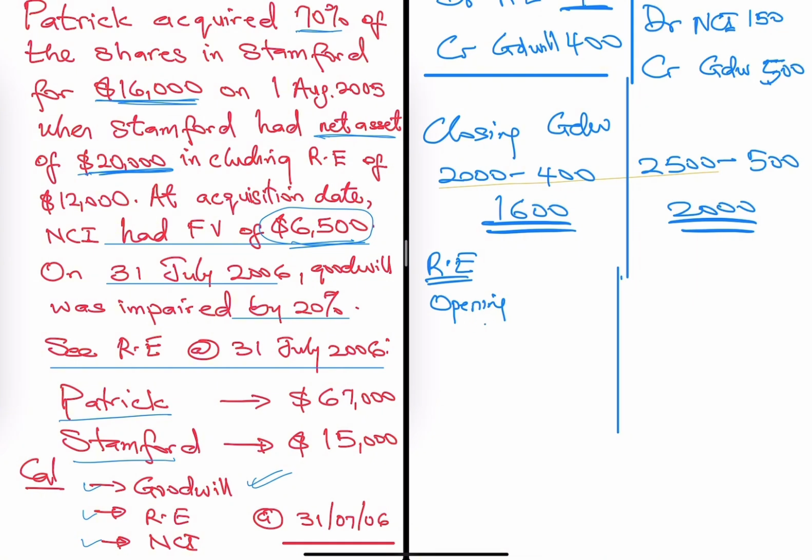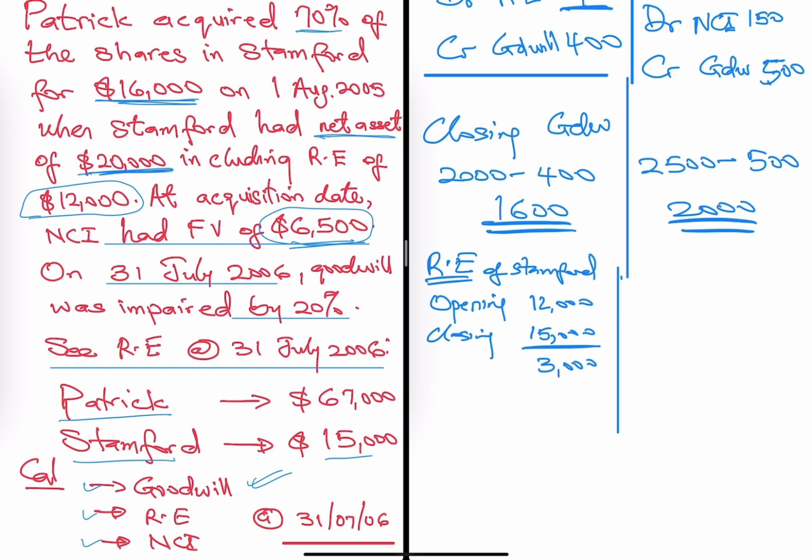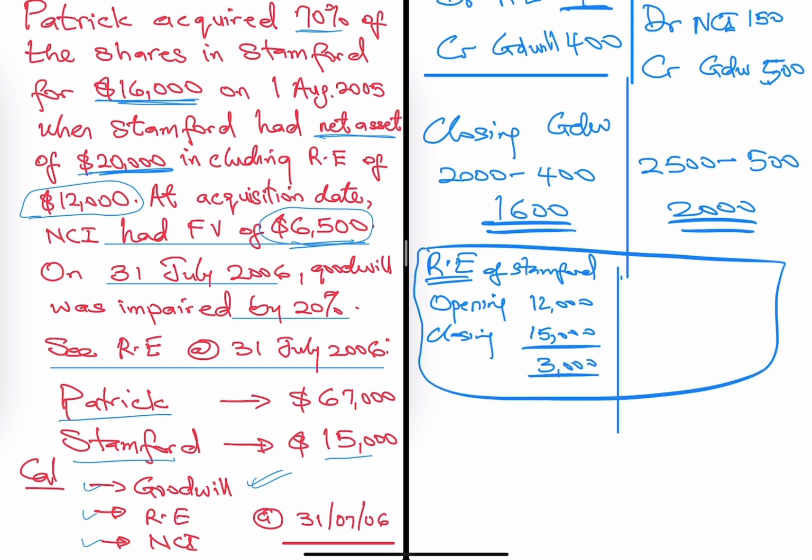But let's get the post-acquisition retained earnings first. So retained earnings of Stanford, because that's what we need to add. If you remember, we usually get it in the previous video. Opening, they gave us is 12,000. Closing for Stanford, they gave us is 15,000. So which means post-acquisition profit is 3,000. So that's what we need to deal with for both of them, right? We know our post-acquisition profit.